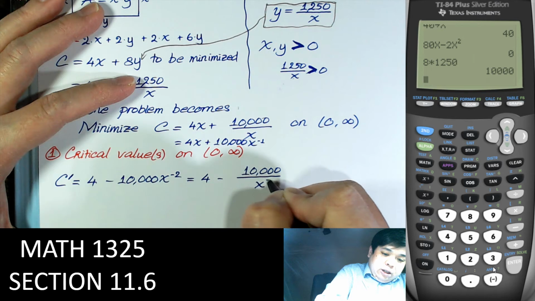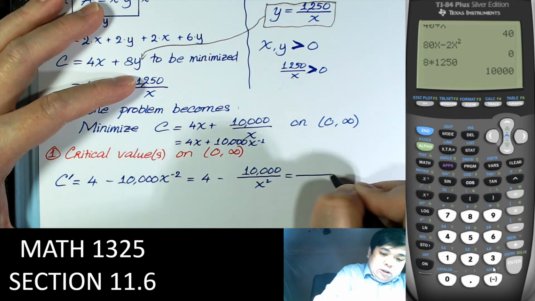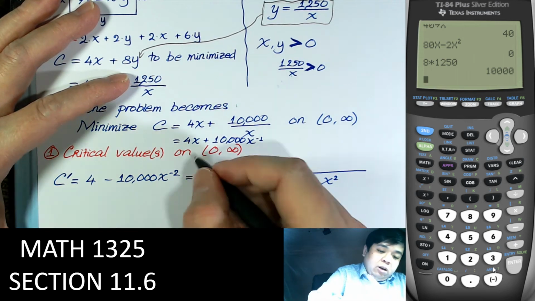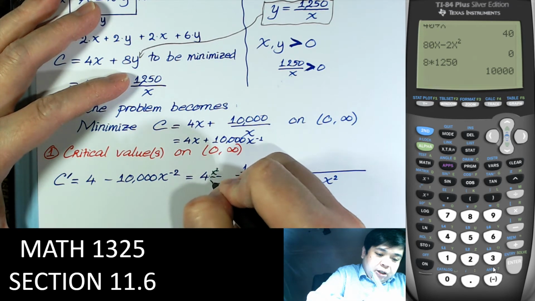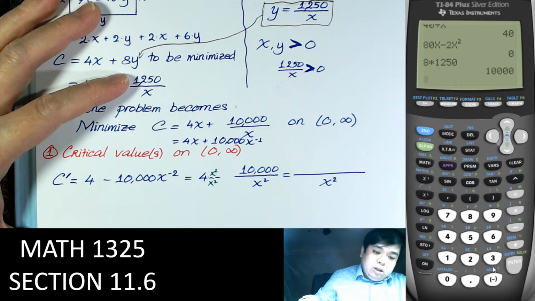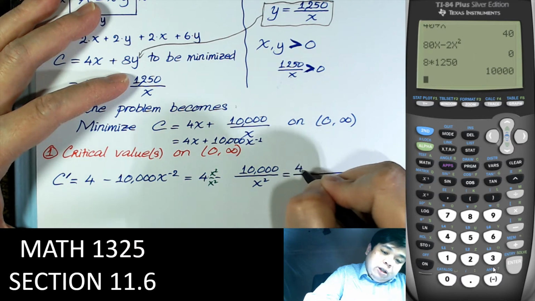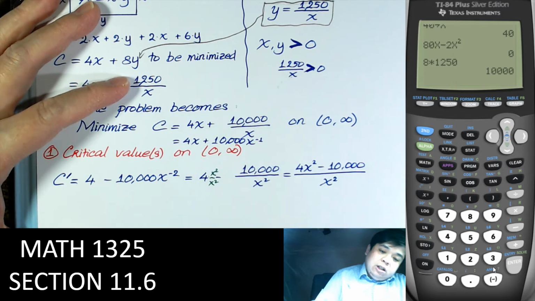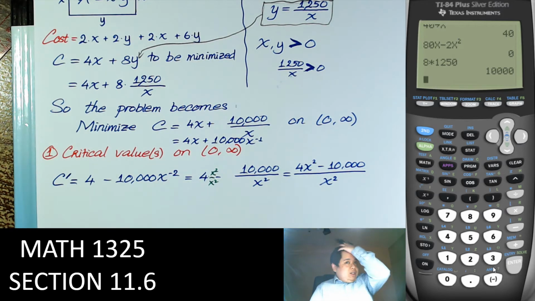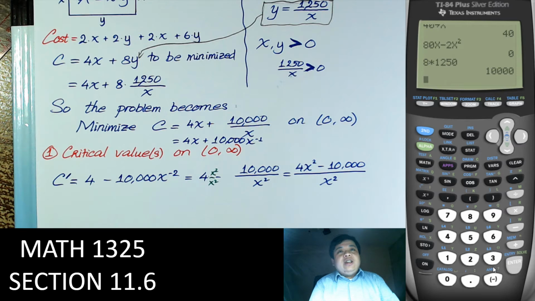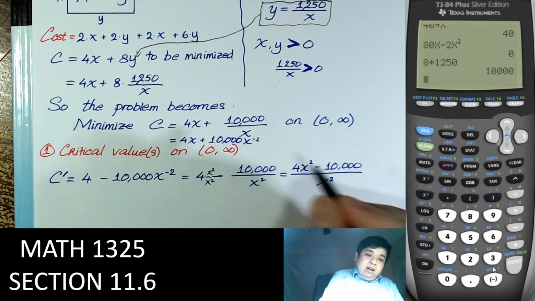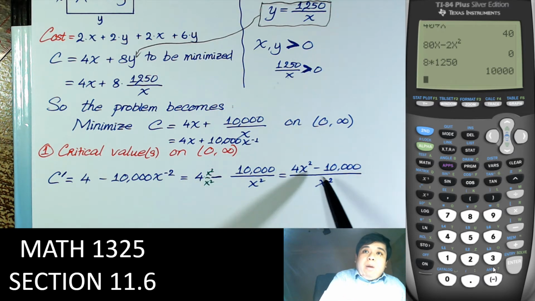Over x squared. Multiply x squared top and bottom, so we have 4x squared minus 10,000 on the top. Right, so equal to 0 does not exist. Remember, every time we have a rational function, I prefer to combine to one big fraction.